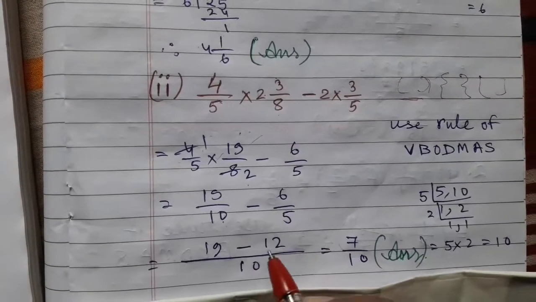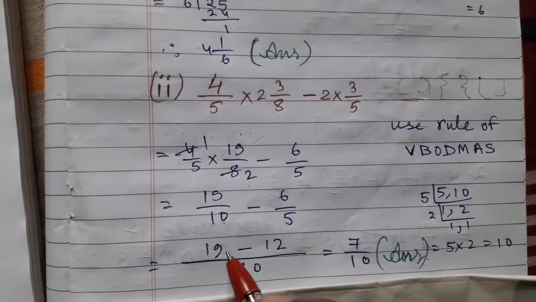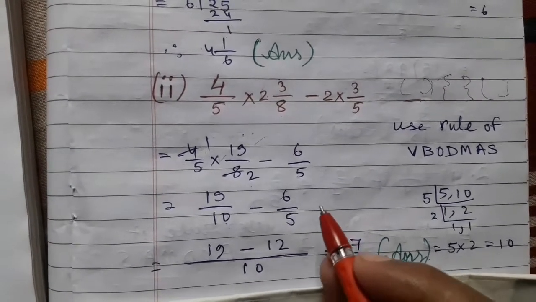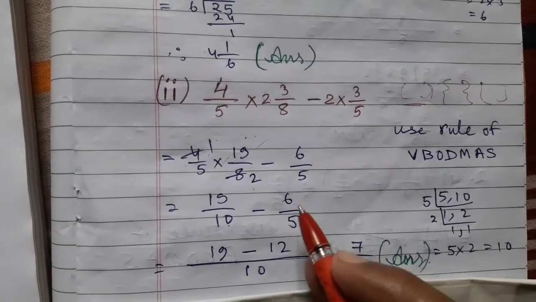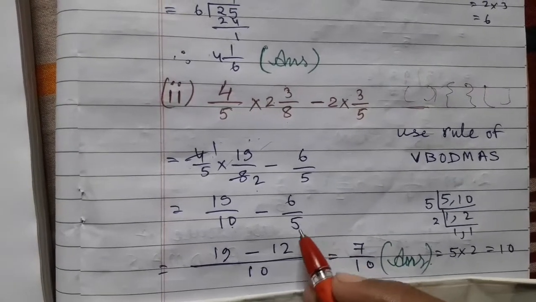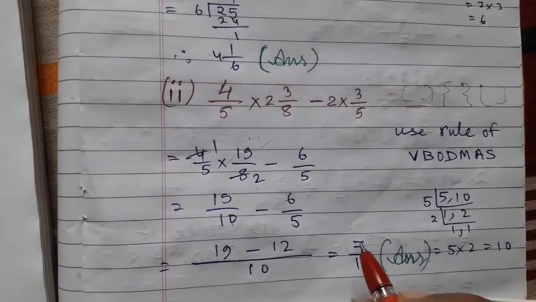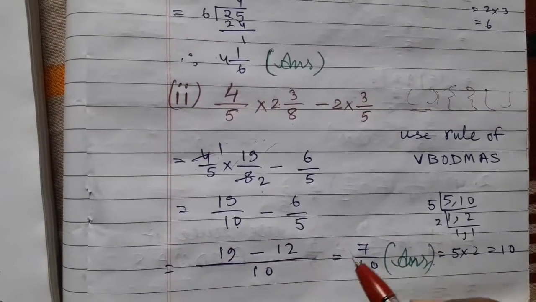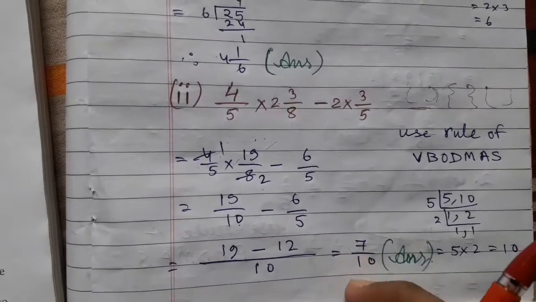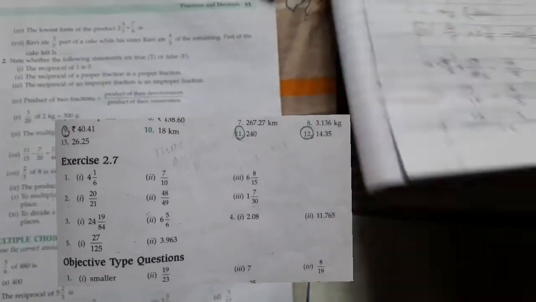Okay, let's see, LCM is 10. 10 1 is 10. Okay, we have to multiply. 19 1 is 19, 5 2 is 10. Okay, we have to multiply, 6 2 is 12. Okay, 19 minus 12, 9 minus 2 is 7, 1 minus 1 is 0, 7 by 10. Okay, answer. Next question.